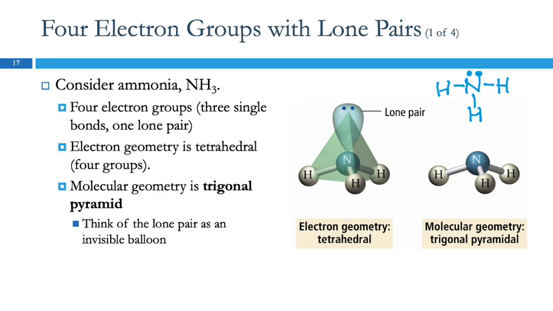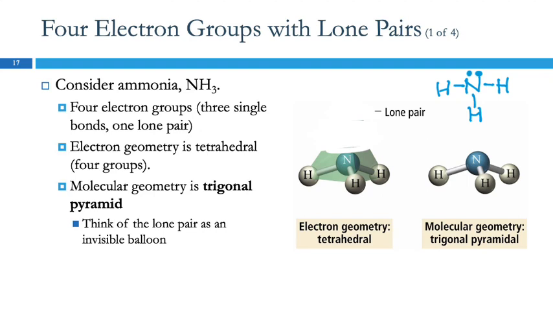To get the molecular geometry, we're going to imagine that this balloon is invisible. It's not that we popped it and it's gone. It's there. It's repulsive. It's causing these other guys to be closer to each other than they'd like. But it's invisible. So if we make that invisible, we have something that looks like this. So here I've got a model of that, and so this would be the lone pair on top.